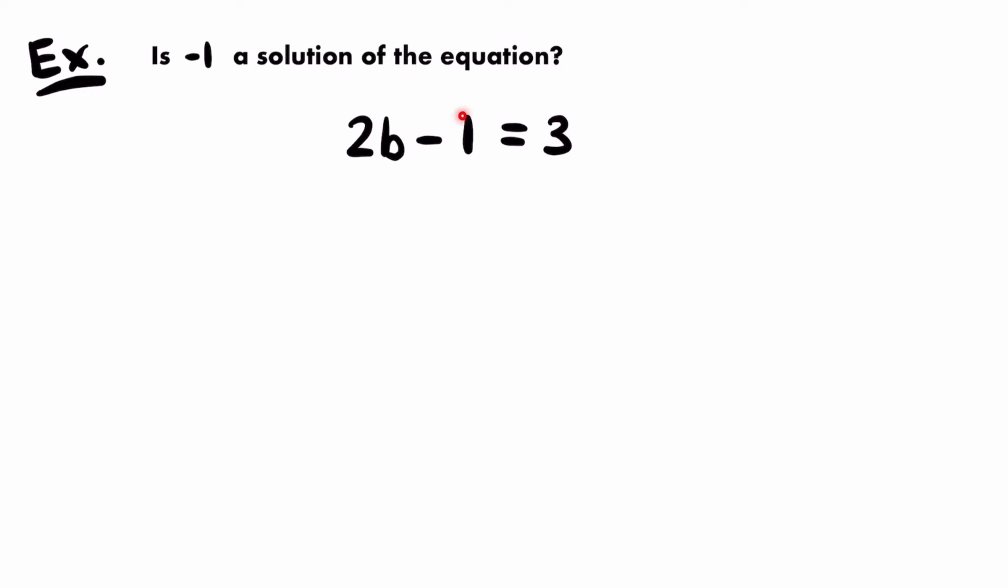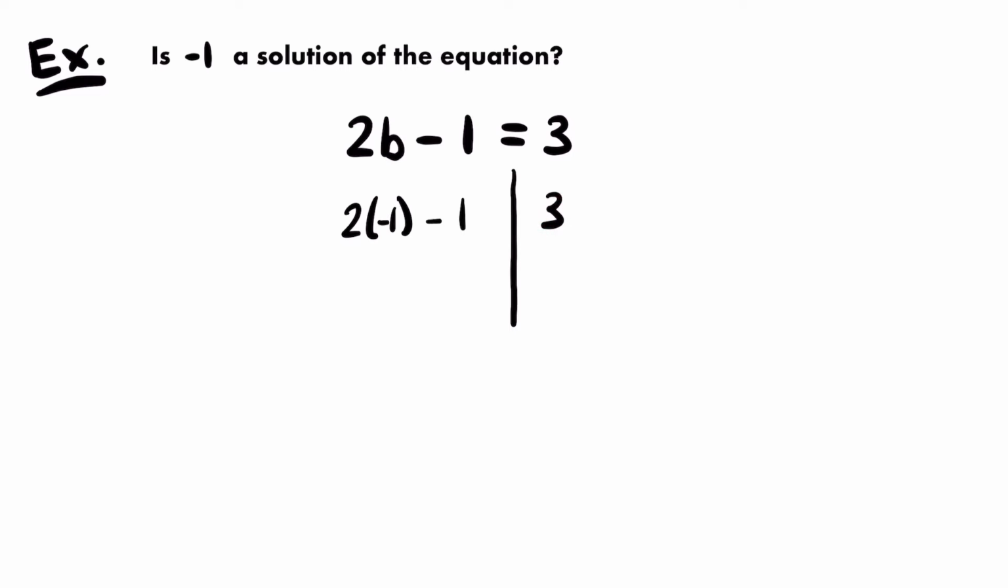As these equations get more complicated, it might be helpful for you to draw a divider so that you can easily compare both sides of the equation. What I like to do is locate the equal sign and then draw a divider below it, so that we can easily compare what's on either side to see if it's true or not true. So plugging in -1 for b, we'll have 2 times -1 minus 1, and on the other side we still have 3.